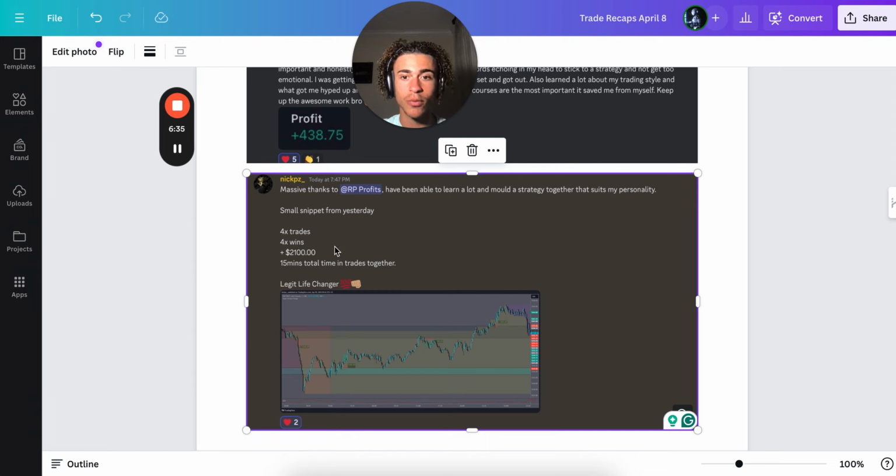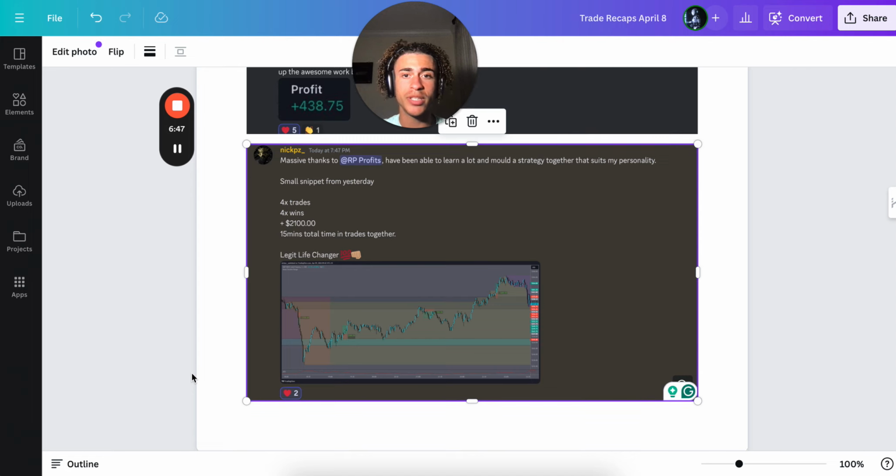So he had 4 trades, 4 wins, and he made $2,100 just from joining premium, understanding my strategy, using my strategy, and kind of tweaking it to fit his trading style. And he was able to find his own trades and make money. I love seeing this, right? And you can see that he's using my strategy and using all the stuff I go over in the full strategy guide, and he's making money, right? So I love to see this.